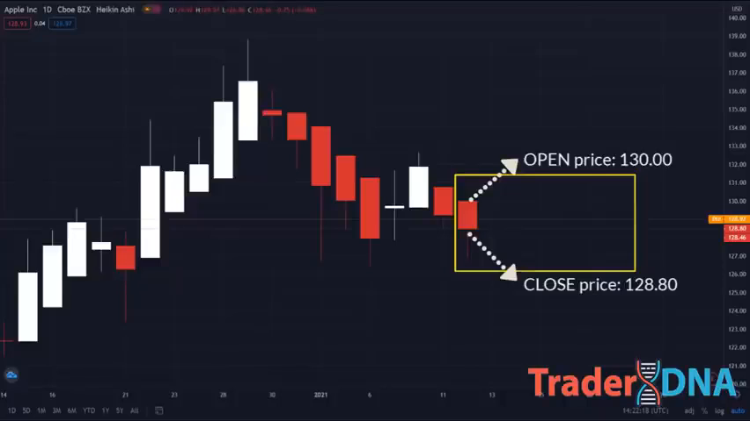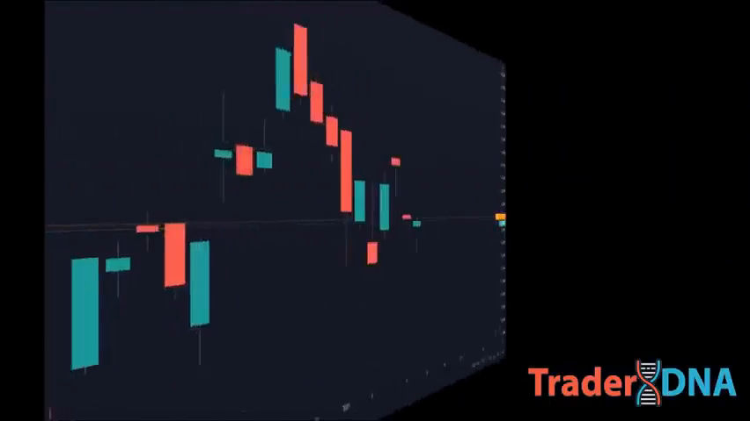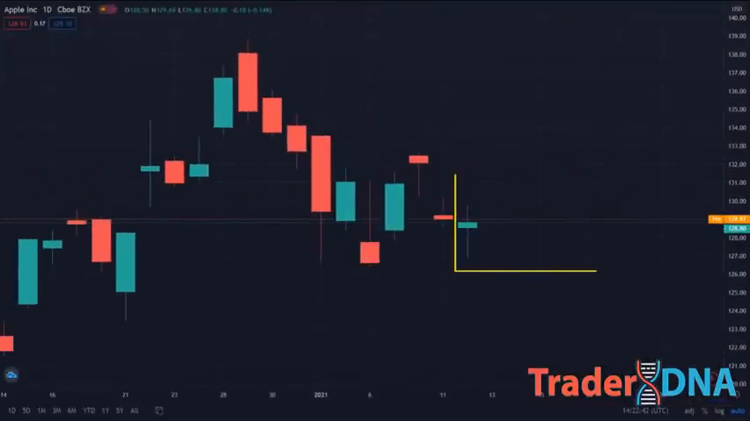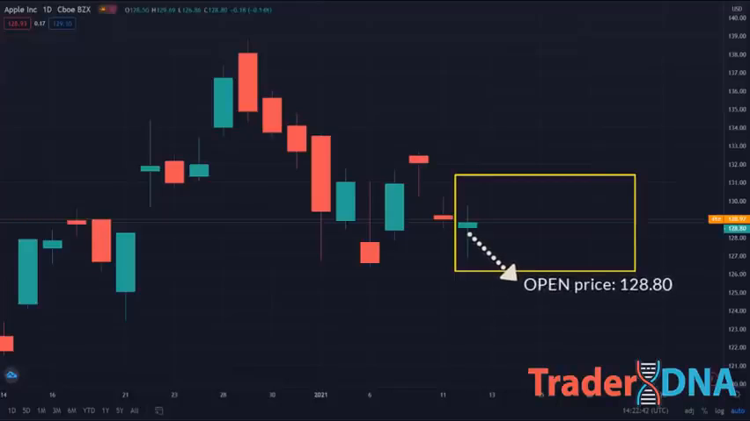Now let's look at a daily chart of Apple using a traditional Japanese candlestick chart. Focus on the last candlestick. A couple of things to notice. The candle is green, which means the candle closed higher than it opened. This is reality. The candle actually ended up for the day. Compare this to Heiken Ashi, where it showed a red candle. Its open price was 128.80. Its close price was 128.97.